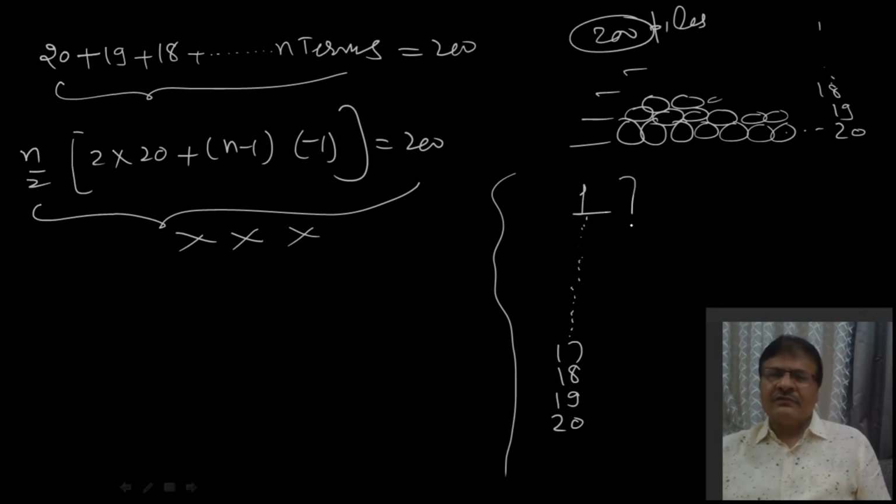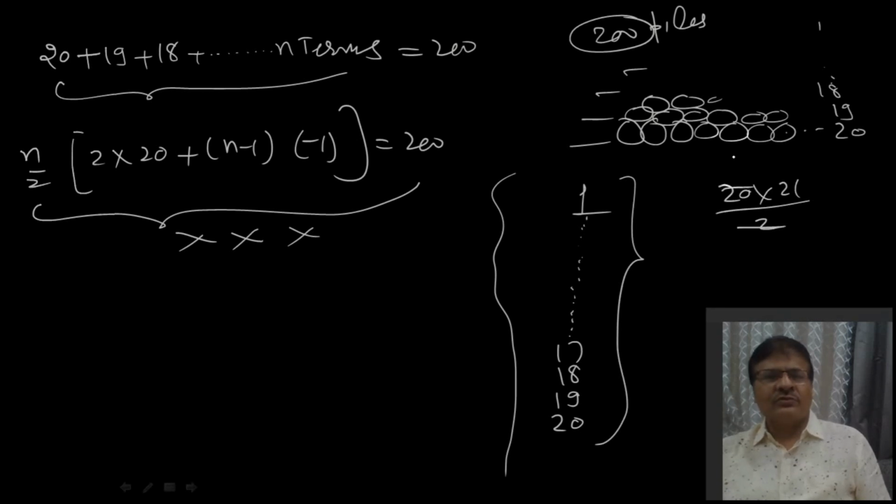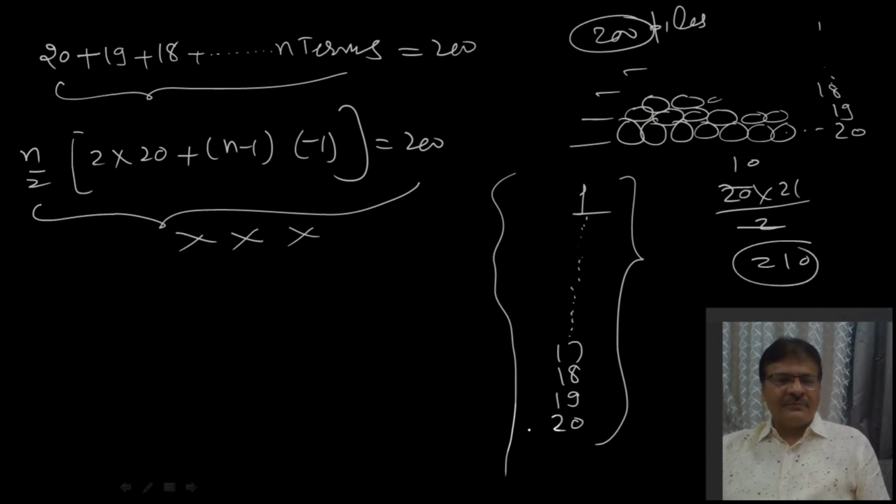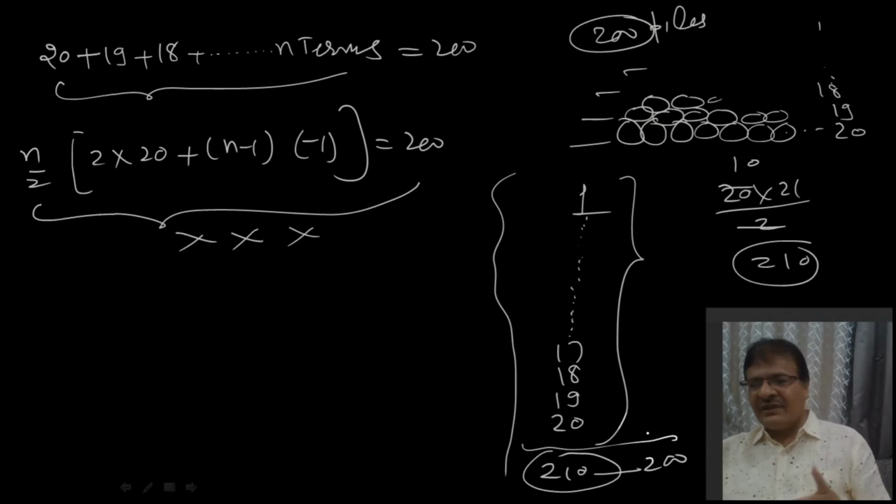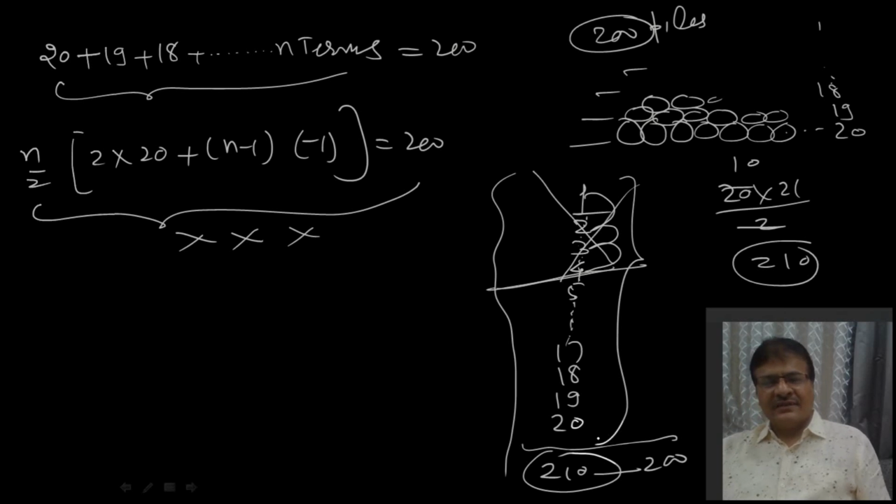What is the sum of 1 to 20? 20 into 21 by 2. There is the sum of natural numbers, we have the formula: n into n plus 1 by 2. So what do we get? 210. So the sum from 1 to 20 is 210. What we want is 200, which means we want 10 less. 1, 2, 3, 4: 1 plus 2, 3 plus 3, 6 plus 4, 10. So if I remove these 10 from the top, 210 minus 10 is 200.